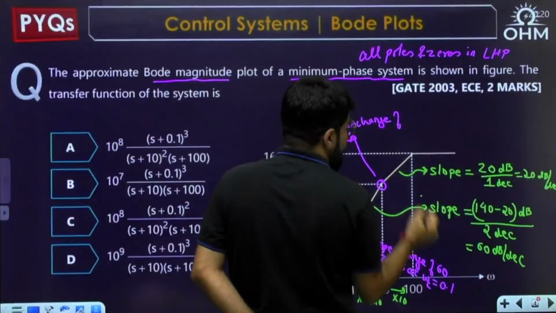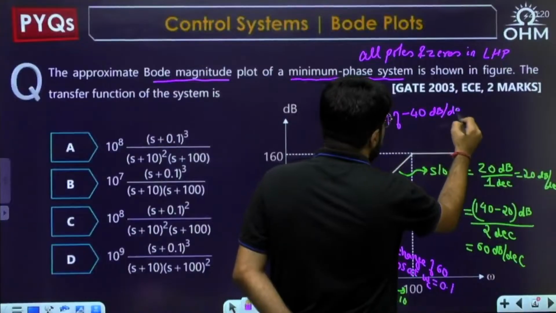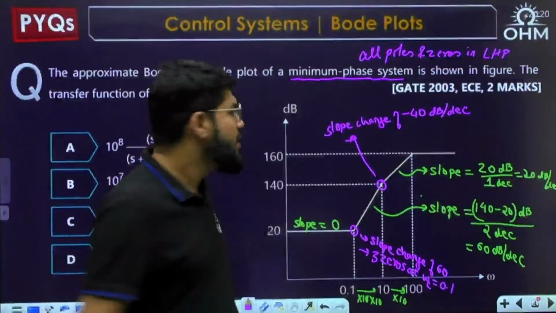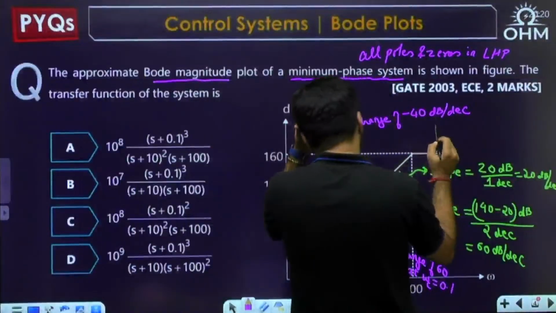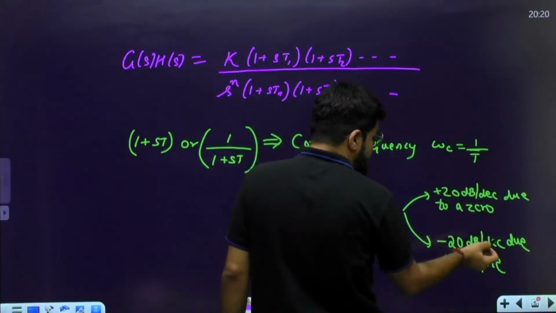Here there is a slope change of minus 40. Can I say that, dear? There is a slope change of minus 40 because it was 60 and becomes 20. That means reduced by 40. So there is a slope change of minus 40 decibel per decade, and that too, as I told you, there is a slope change of minus 20 decibel per decade due to a single pole.